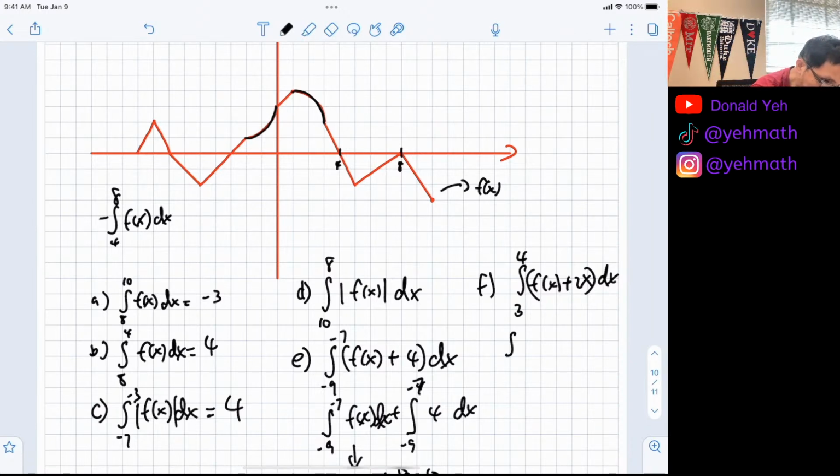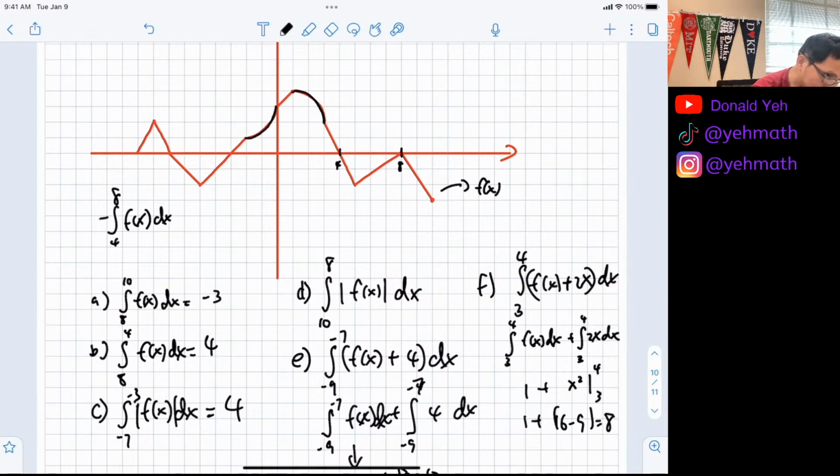So it can break up to 3 to 4, 2x dx. So I split up two different things, right? So between 3 to 4, I'm gonna get 1, right? And this one should give you x squared between 4 to 3. So it'll be 1 plus 16 minus 9. I did 1 minus 7, and I got -6.